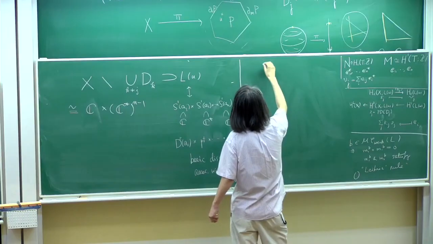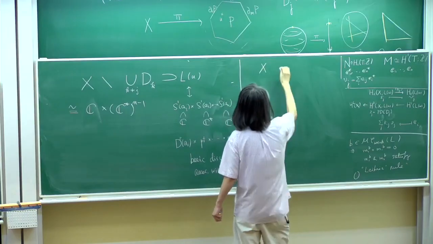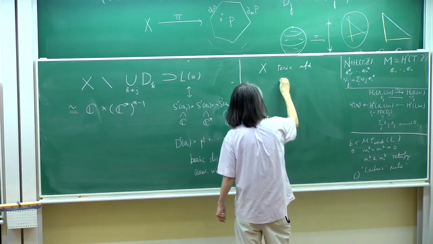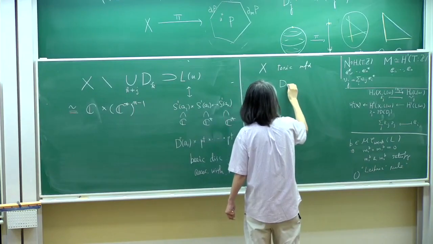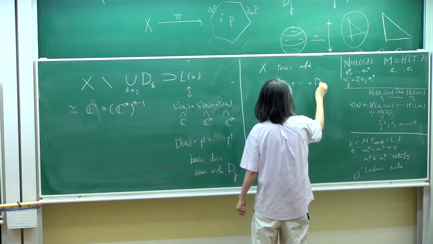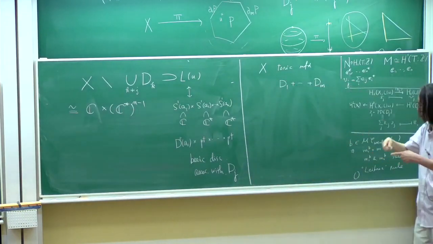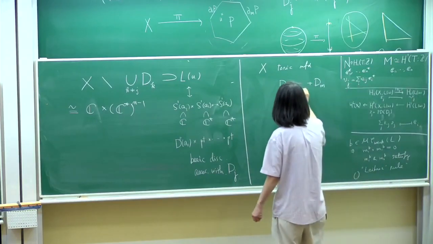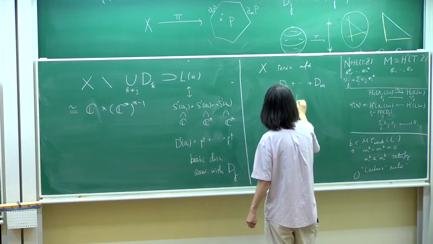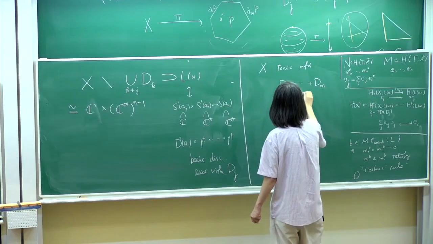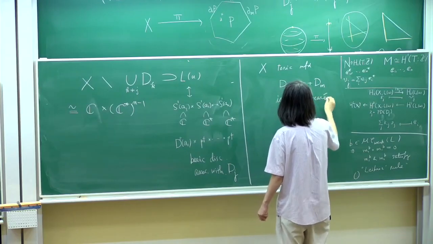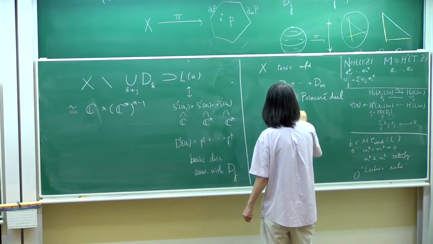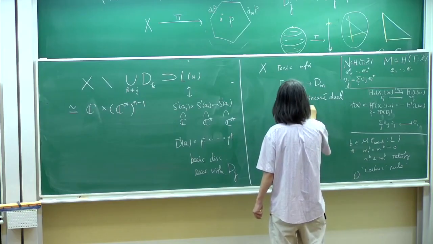So here is one thing. You have X, a toric manifold. Then you consider all the divisors D1 through Dm. This is the union of all toric divisors. And this one is the Poincare dual of the first Chern class of X.